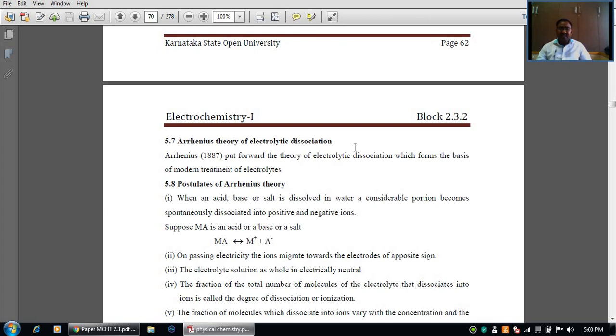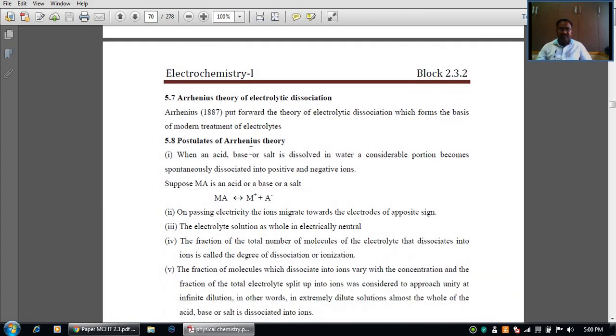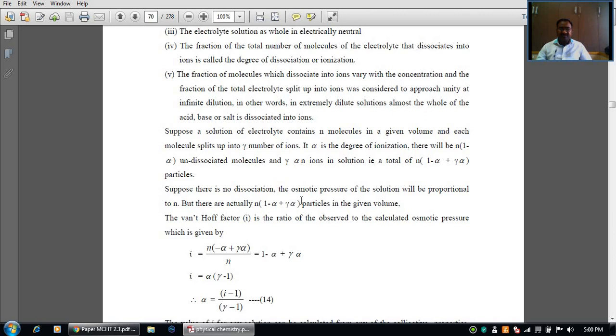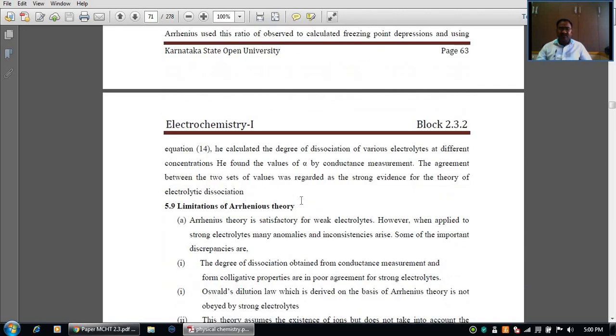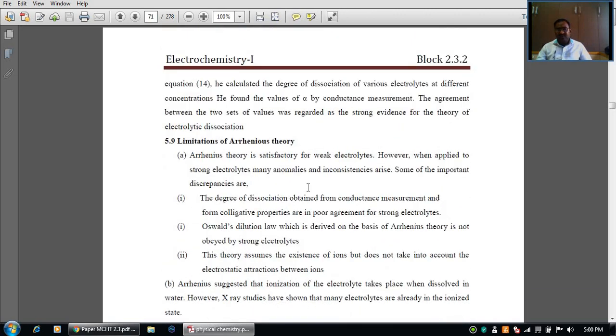Next, the Arrhenius theory of electrolytic dissociation. According to Arrhenius theory, the substance that produces H plus is called an acid. The substance that produces OH minus is called a base. That is the Arrhenius theory of acids and bases. Consider HCl. HCl dissociates and gives H plus ions, so it is called an acid. NaOH dissociates and gives OH minus, hence it is called a base.